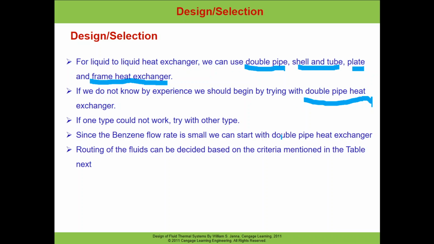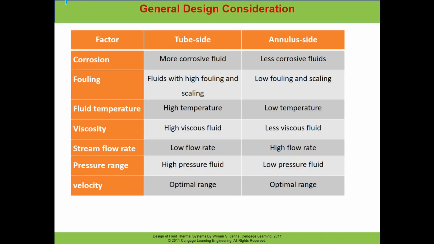Then the second question is which fluid you will flow inside the tube and which fluid you will flow in the annulus part. So here we have certain criteria for routing the fluid. One of the criteria is the fouling factor, and other criteria are temperature and pressure. Here we list the different factors that we take into account while deciding which fluid we should flow inside.